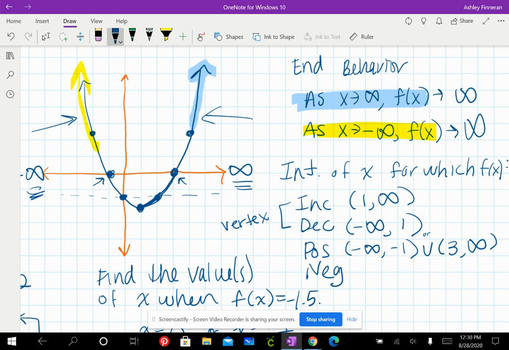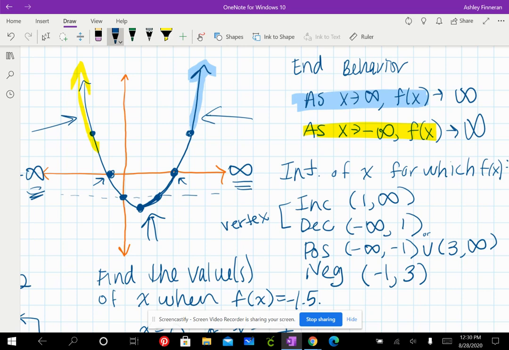And then negative, so negative is when a function is below the x-axis, when it's below ground. So that would be from negative 1 to 3. That is this part of the graph.